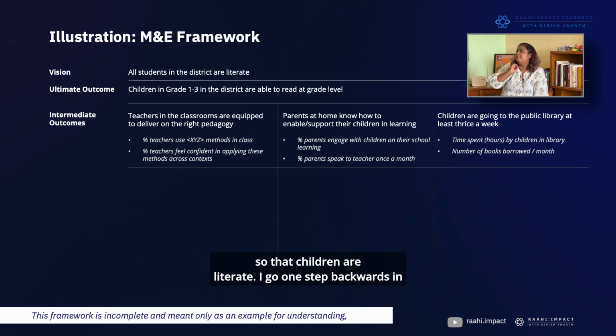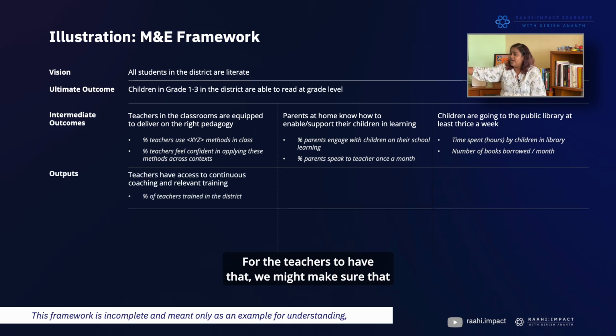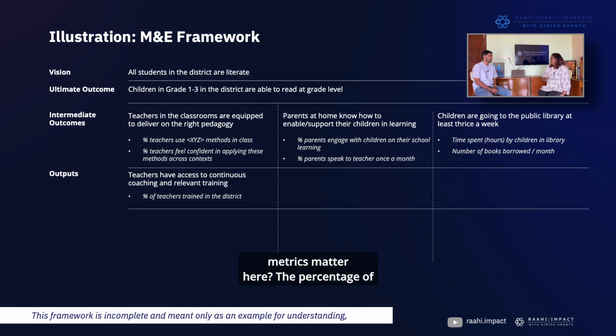I go one step backwards in terms of actual outputs, right? For the teachers to have that, we might make sure the teachers actually get access to continuous coaching and professional development. What metrics matter here? The percentage of teachers in that particular district who've actually been trained. And how much they were able to absorb, exactly, and how much they were able to take it back to the classroom. All of that.